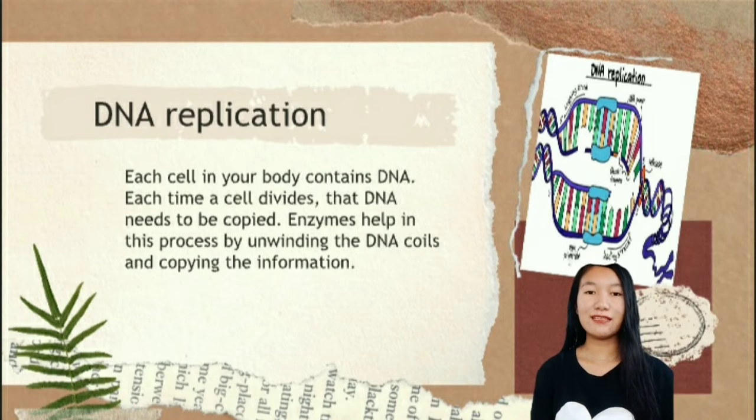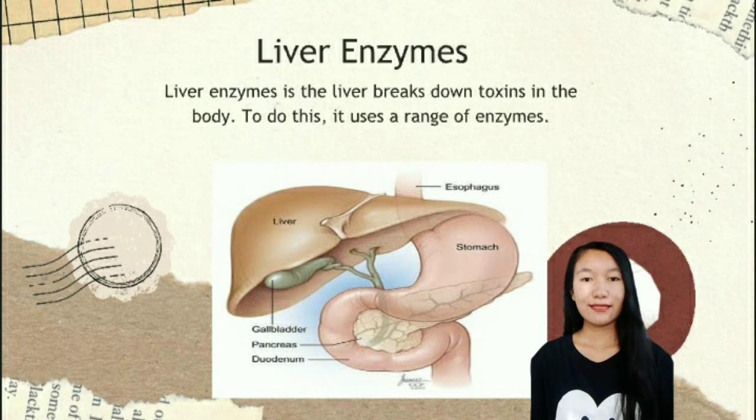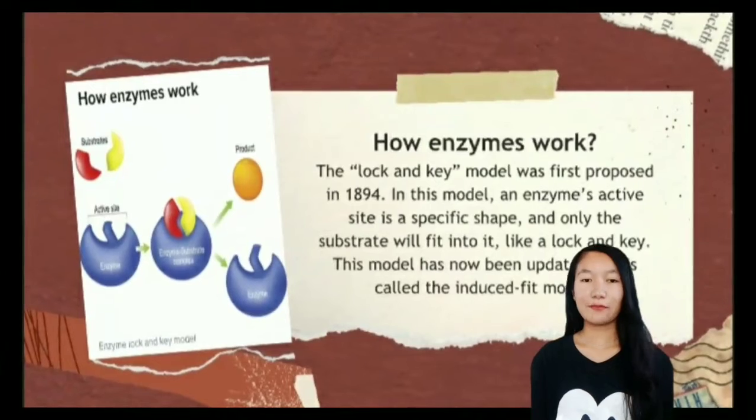The last one is all about liver enzymes. The liver breaks down toxins in the body, but to do this, it uses a range of enzymes. Enzymes are proteins found in your body that speed up certain chemical reactions. Liver enzymes perform this job within the liver. Elevated liver enzymes are a sign that a person has an inflamed or damaged liver, and many conditions may cause liver inflammation or damage. The next one that I will discuss is how enzymes work.